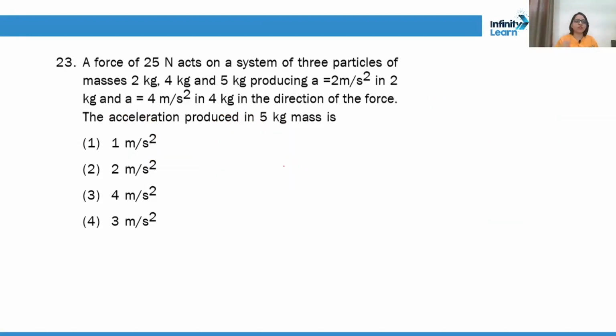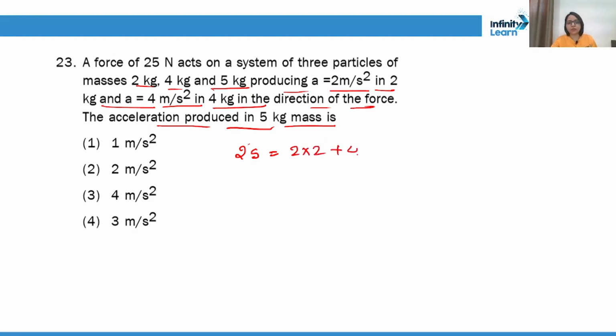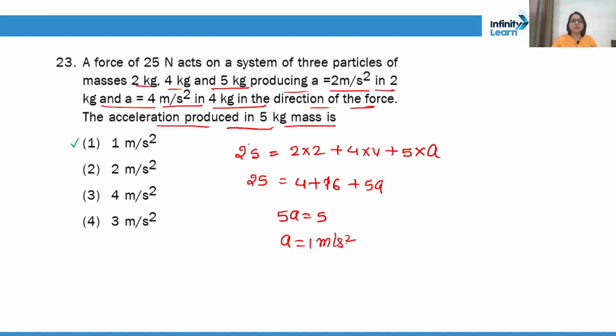Question number 23. A force of 25 Newton acts on a system of three particles of mass 2, 4 and 5 kilogram, producing 2 meter per second square in the 2 kilogram mass and 4 meter per second square in the 4 kilogram mass, in the direction of force. Then what is the acceleration produced in the 5 kilogram mass? So the total force is equal to the sum of mass into acceleration of the individual particles, right? So it is 2 into 2 plus 4 into 4 plus, let's say the acceleration of the 5 kilogram mass is a. So 25 is equal to 4 plus 16 plus 5a. So 5a will be 5 and a will be 1 meter per second square, which is option 1.